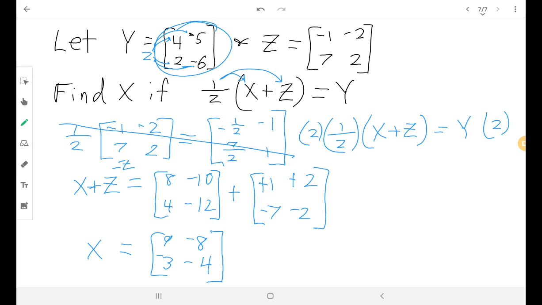And so there's our answer. Matrix X is the matrix 9, negative 8, negative 3, negative 14. Maybe I should make that look like a negative 14 more than it's a, kind of looked like a minus 4 there.